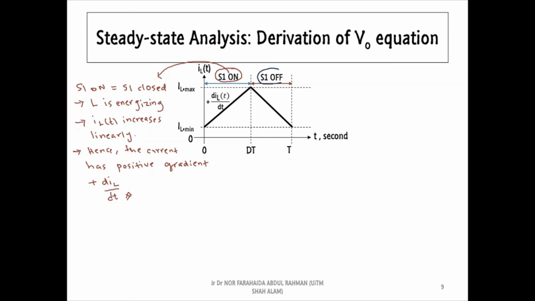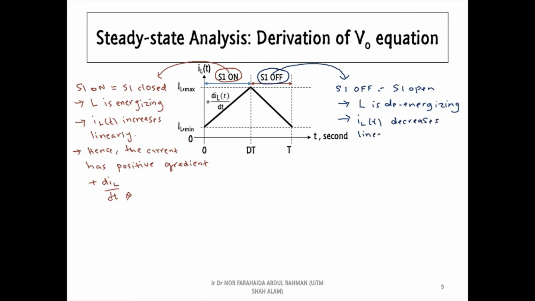Meanwhile, when S1 is turned off or S1 open, the inductor is de-energizing. As a result, the inductor current decreases linearly and therefore the current has a negative gradient. In this condition, the inductor is de-energizing to supply current into the circuit.